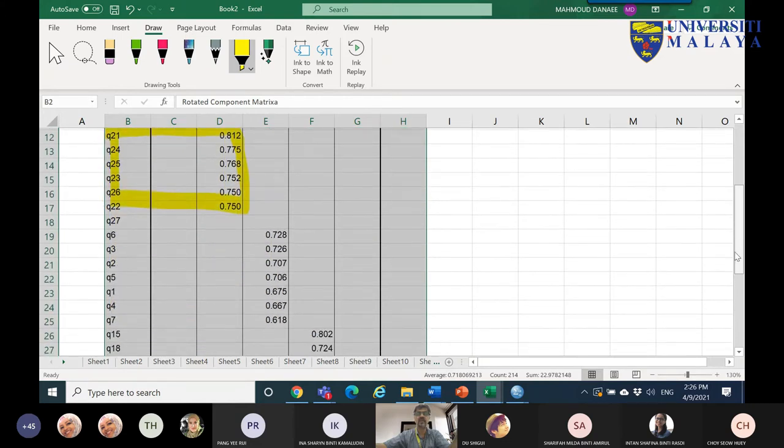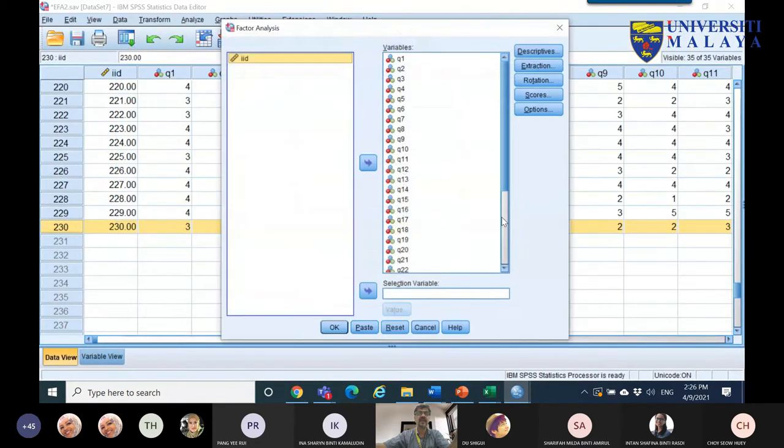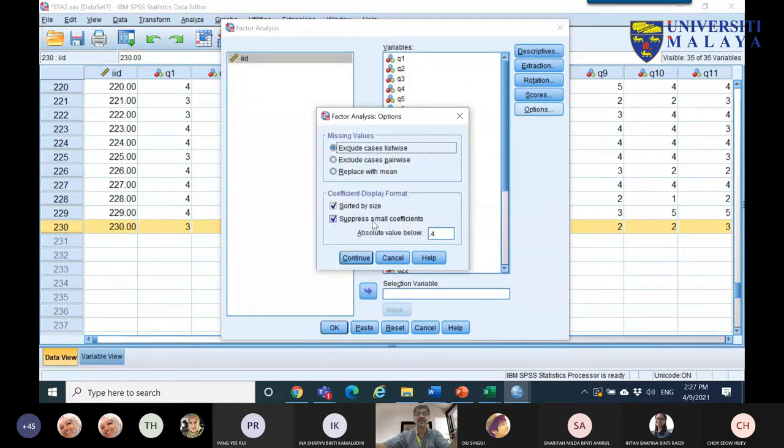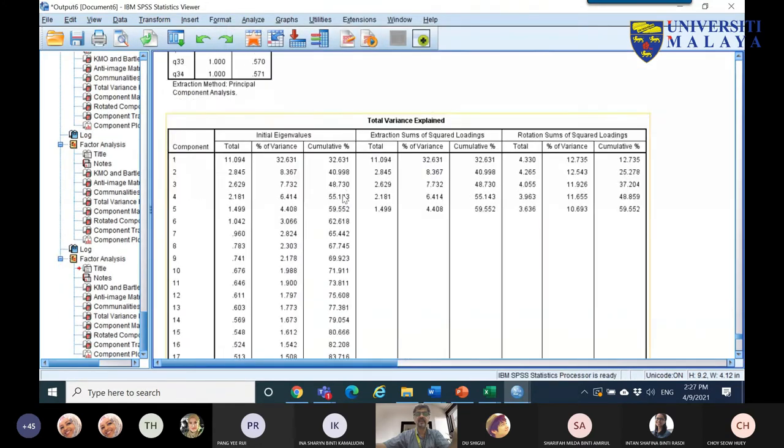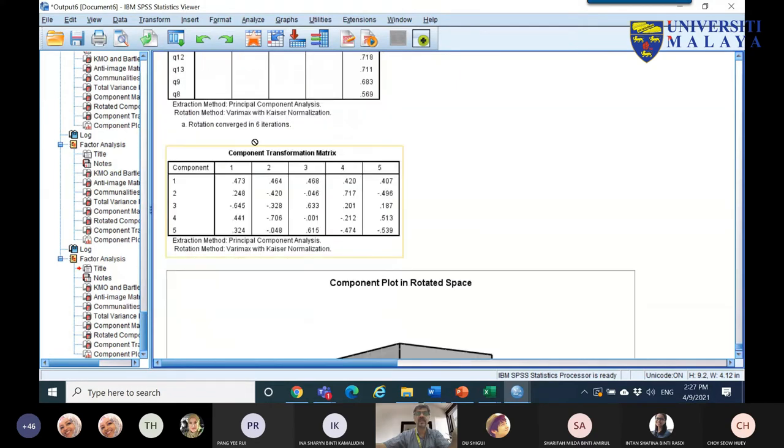Any cross-loadings? No. But remember, one item has no loadings. Actually, the loadings for this item were below 0.4. Why? Because when I did the analysis under factor analysis, under options, I suppressed small coefficients below 0.4. If I change it to 0.3, let's see what will happen. Look at here. Still number 19. Yeah, number 19, how much? 0.394. Compared to the other items, it has very low correlation or contribution with the components. That's why we can remove it.